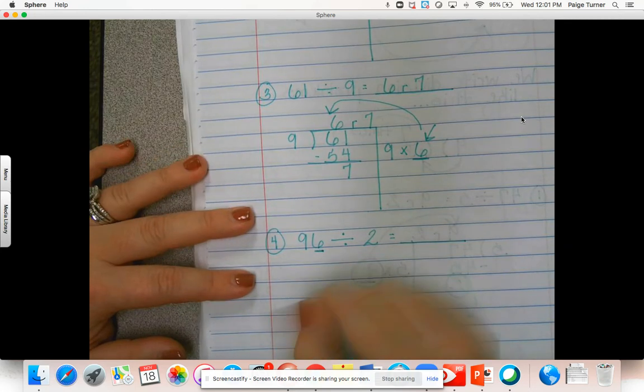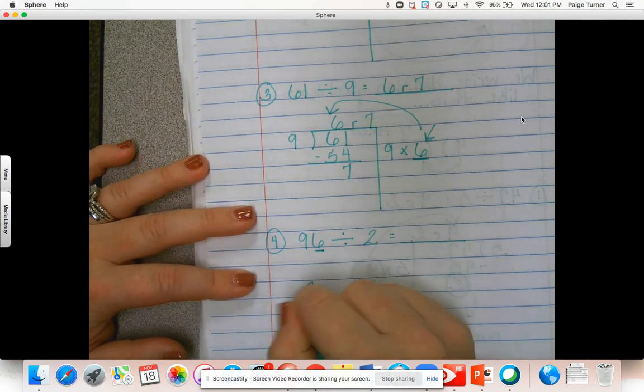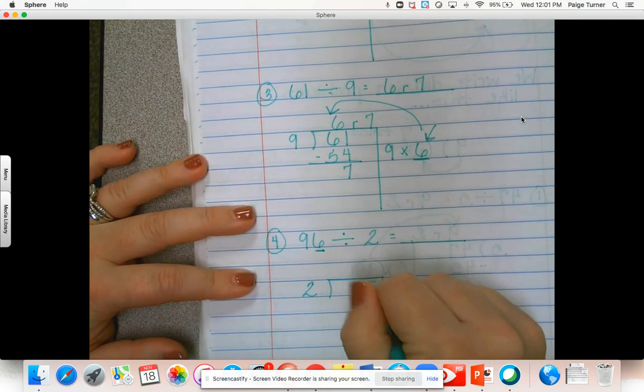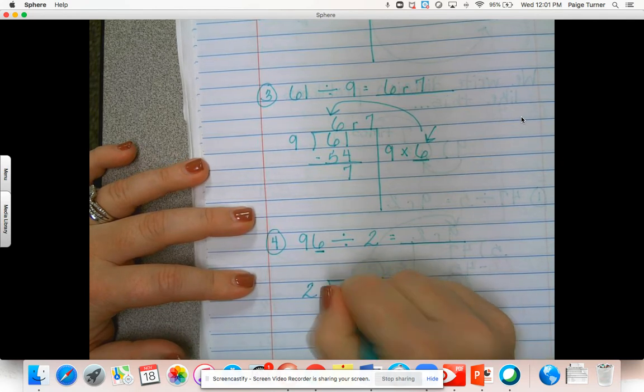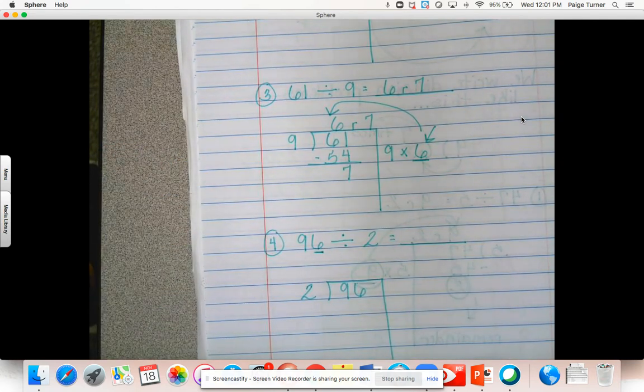Okay, so let's go ahead and set this problem up. So 2, big 7, 96. Excuse me. All right. So 2 times what number is going to get us really close to 96?